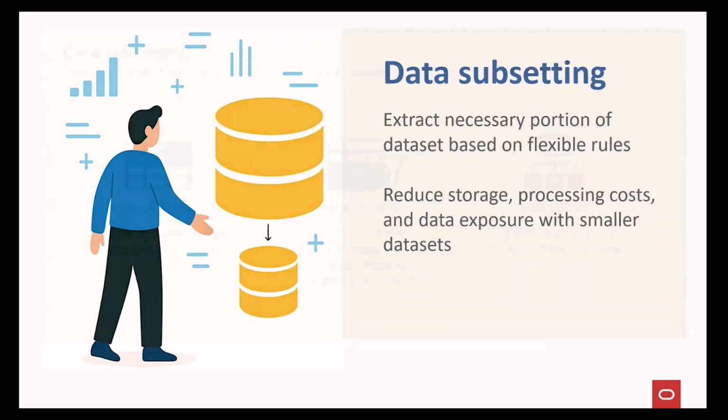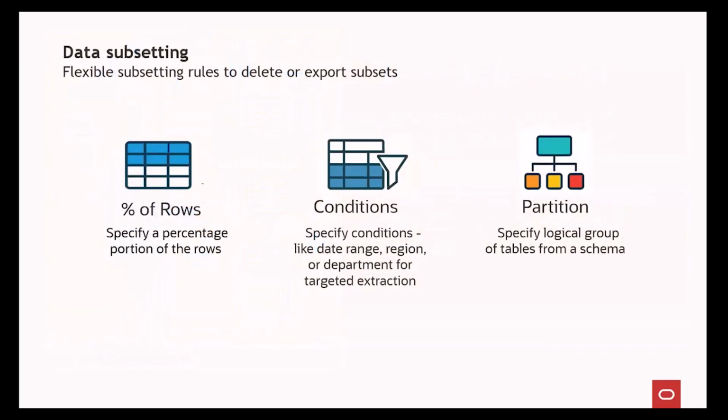You can create subsets using our three flexible rules: percentage of rows, conditions, or partition. For percentage of rows, you will simply specify the portion or the percentage number, and it will be extracting or deleting from your target database. For the conditions, if you want to create the subset based on a specific rule, let's say date range, region, department, or any other condition on your column, you can specify that condition, and then it will only extract or delete that subset.